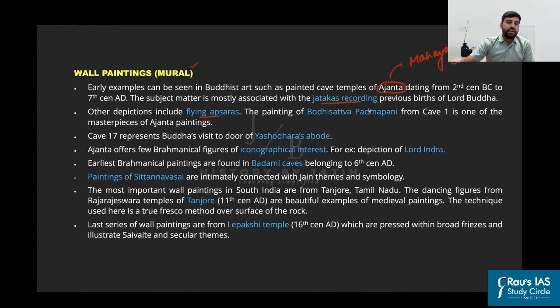For example, Flying Apsara is there, Padampani is there, which was asked by UPSC as well. Yashodhara Adobe, these are some of the examples of what they have been depicting from the Jatak stories, right? There are some Brahmanical figures as well, for example, Lord Indra, but that does not mean that Ajanta caves are Brahmanical caves or Hindu caves. Keep this in mind. Repeating it again. Having the image of Indra, Lord Indra, in Ajanta does not mean it's a Hindu cave.